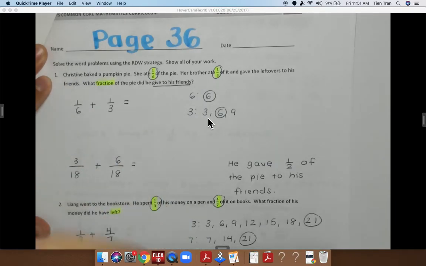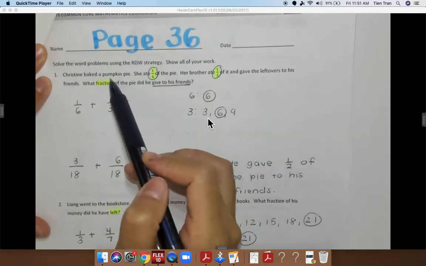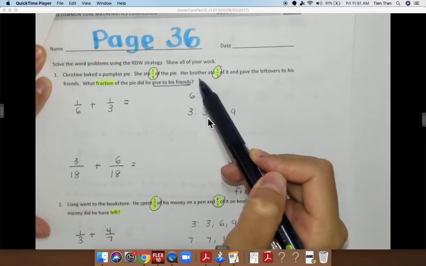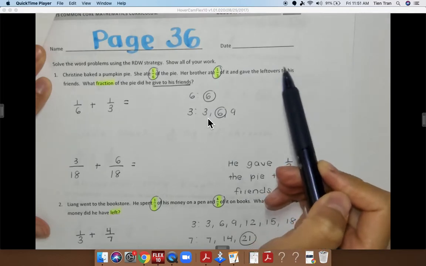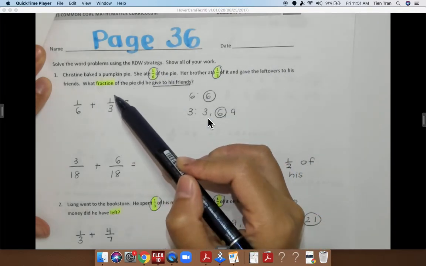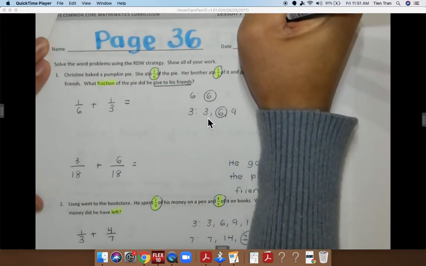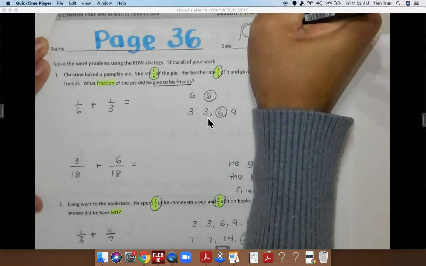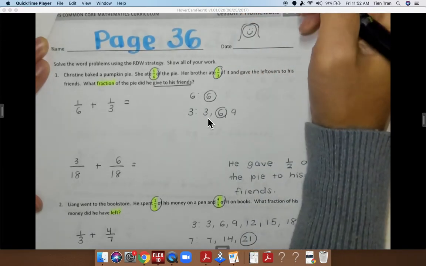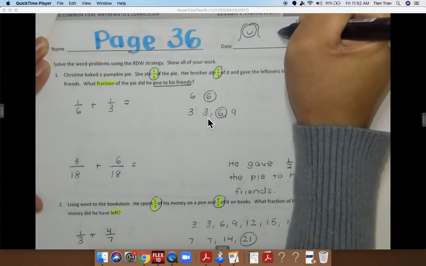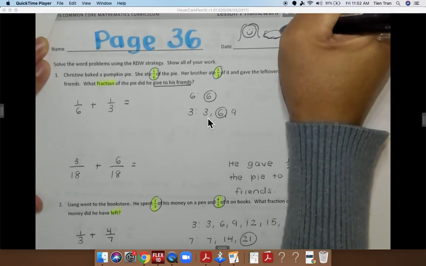For the first problem, it says here, Christine baked a pumpkin pie. She ate 1/6 of the pumpkin pie. Her brother ate 1/3 of it and gave the leftovers to his friends. What fraction of the pie did he give to his friends? So we know that Christine and her brother both had a piece of pie.